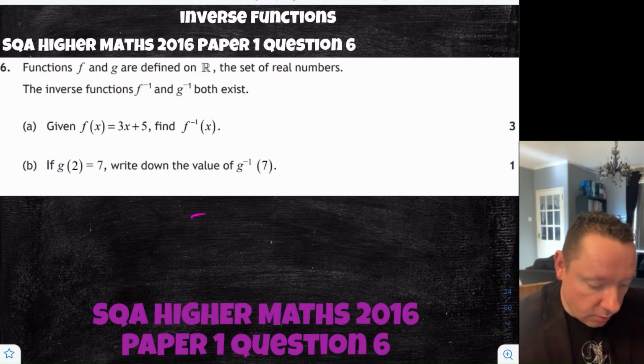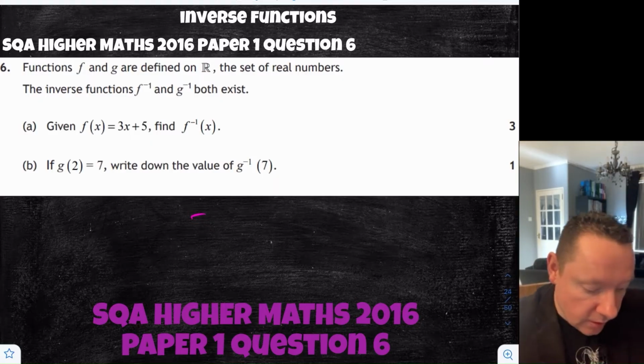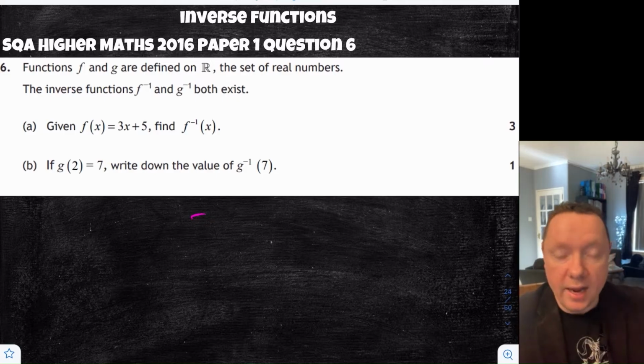Inverse functions, SQA Higher Maths 2016, paper 1, question 6. f and g are functions defined on the real set of numbers and the inverse functions both exist. Part A, if f of x is 3x plus 5, find the inverse function f inverse of x.